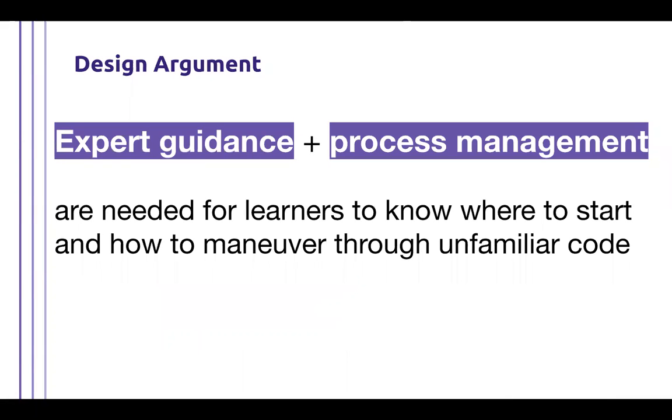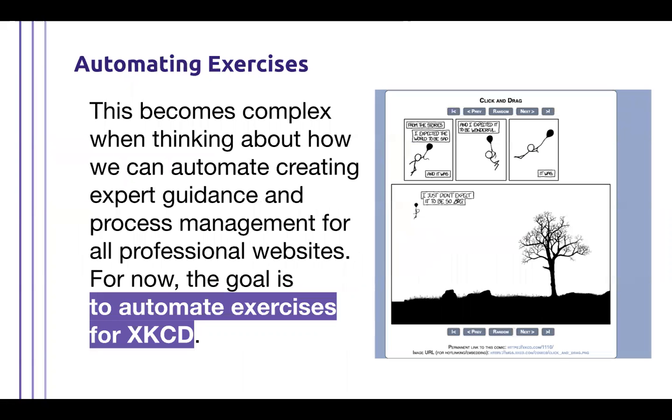This leads us to our design argument, which is expert guidance and process management are needed for learners to know where to start and how to maneuver through unfamiliar code. This problem space is complex because not everyone has an expert that can tell them what to look at and how to navigate source code. So there needs to be a way to automate this process for any website. But for now, the goal is to automate this process for XKCD, a comic book website with an infinite scroll mechanism that continuously scrolls through one seemingly large image.